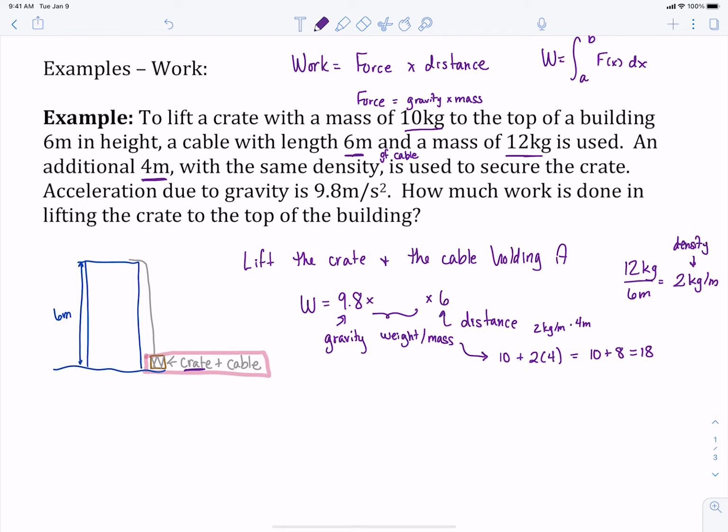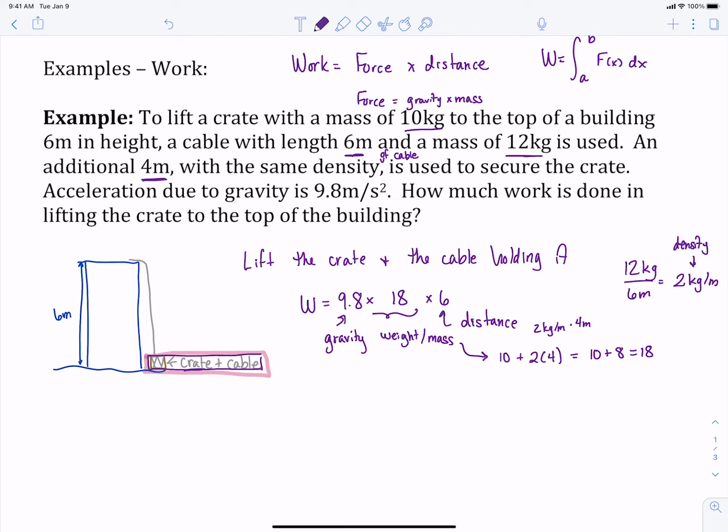So our total weight of our crate and our cable, so again, just this part we're highlighting, not the cable that we're using to actually lift it up. This is just our cable to secure. The work to lift this part of it, that's always going to be constant.